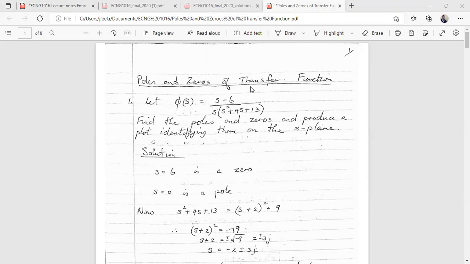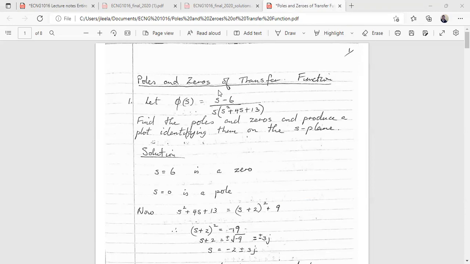Phi(s) is (s minus 6) over s times (s squared plus 4s plus 13). Find the poles and zeros and produce a plot identifying them on the s-plane. Now, the difference between the poles and the zeros: the poles are the zeros of the denominator, and the zeros are the zeros of the numerator, right? So s minus 6 equals 0.